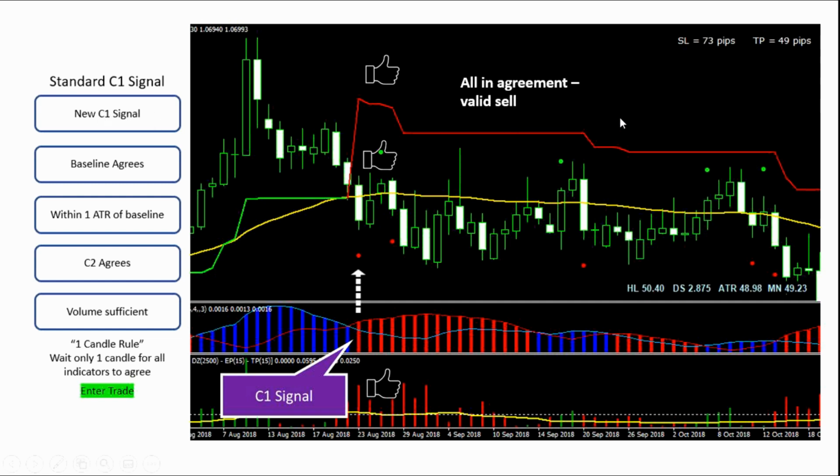So when all 3 of these line up on that initial C1 signal, we do have a valid sell. Now for this setup, we do have a 1 candle rule, which gives us kind of a little buffer. It gives us leniency to wait for 1 candle if everything does not line up. For instance, we get a sell here, but for some reason volume wasn't enough to support it. We could wait 1 more candle, and then if everything still lined up and our volume came into place, we could then take the sell. But we only have 1 candle leeway there. So that's a standard signal.